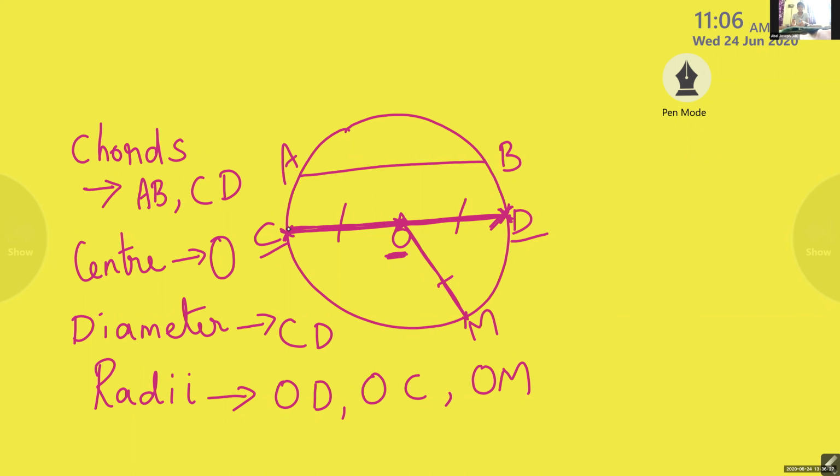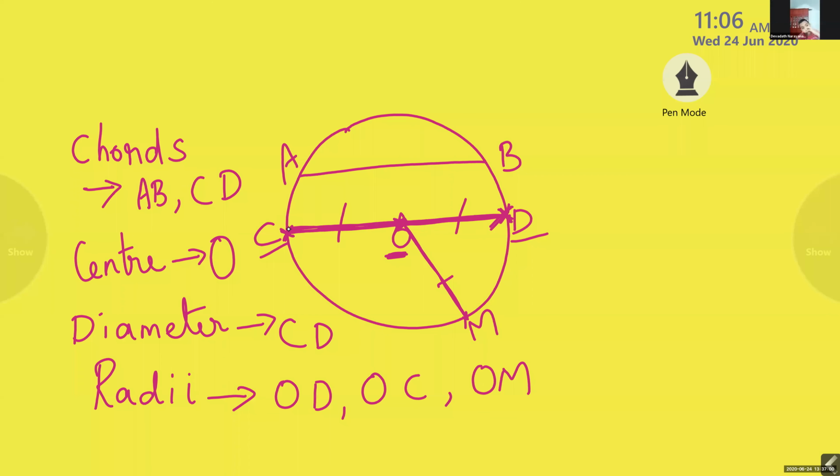Catherine, can you read the chords? Unmute and read. Yes, Catherine. AB and CD. Very good. And what about the center? O. Yes. Joseph Ivan, can you say the diameter from the given picture? Unmute. CD. Yes. Very good.